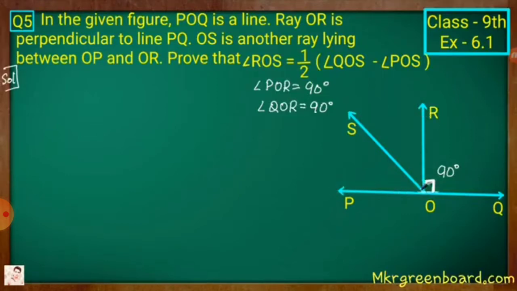Okay children, here POQ is a line, OR is a ray perpendicular to PQ. Yes, this is the condition solved. Now we will start the answer. Therefore, angle POR equals 90 degrees, angle QOR equals 90 degrees. Angle POR equals 90 degrees because OR is perpendicular to PQ. That is given in the condition, that's why.